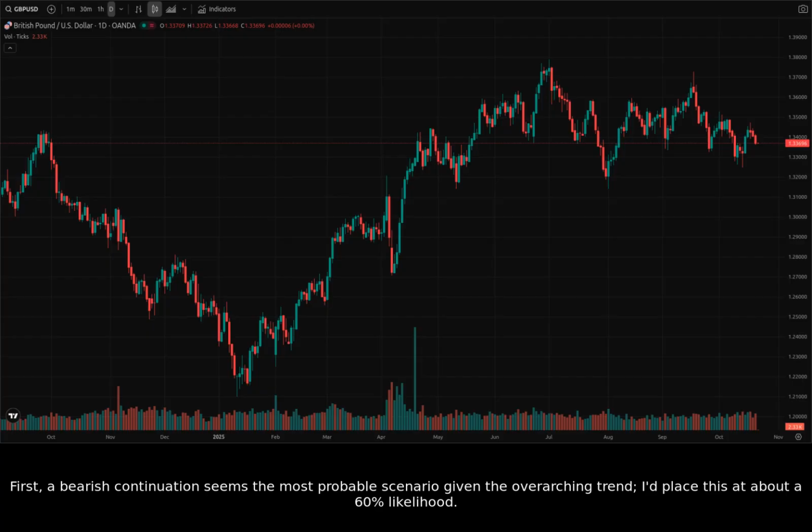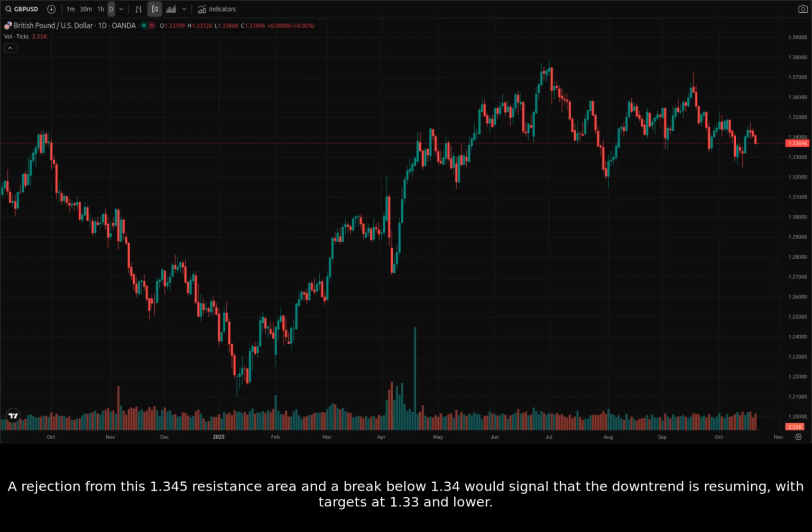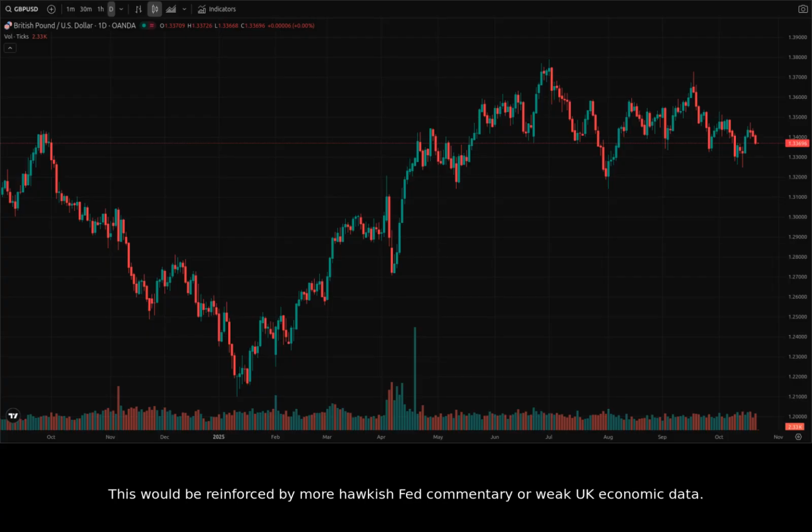I'd place this at about a 60% likelihood. A rejection from this 1.345 resistance area and a break below 1.34 would signal that the downtrend is resuming, with targets at 1.33 and lower. This would be reinforced by more hawkish Fed commentary or weak UK economic data.